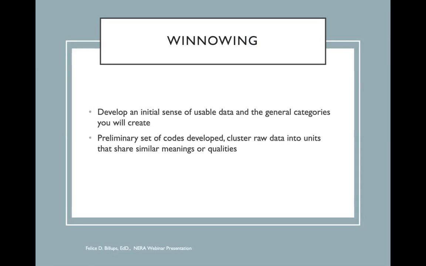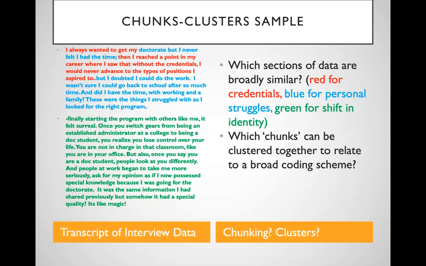We also need to look at the preliminary set of codes developed to cluster this raw data into units, especially the units that share similar meanings or qualities. So by then, if we have our RRL to guide us, we would have created the initial code list or even the master code book. Let's look at some chunks or cluster samples. So let's look at these examples.